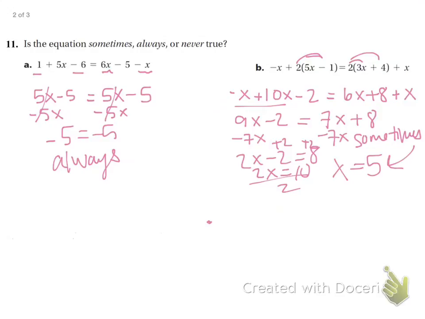Never true is going to be if both sides don't equal each other. So negative 3 equals 3. That one's going to be a never true.